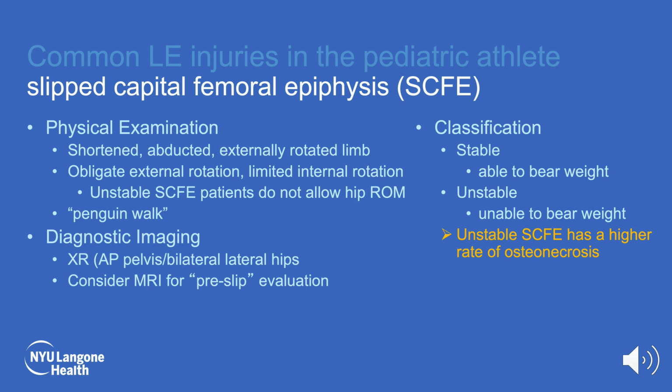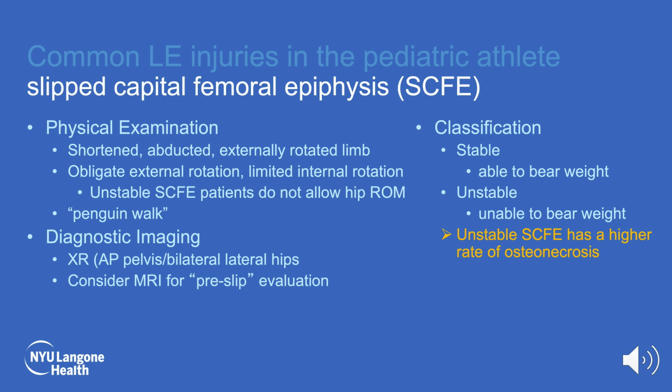On exam, a kid with a SCFE may have a limb that is shortened, abducted, and externally rotated, similar to a femoral neck fracture. You'll see obligate external rotation as you bring the hip into flexion, and limited internal rotation, especially when you compare it to their unaffected side. An unstable SCFE patient will not really allow any passive motion. If it's a stable situation, you may see a penguin walk. So that's the obligate external rotation.